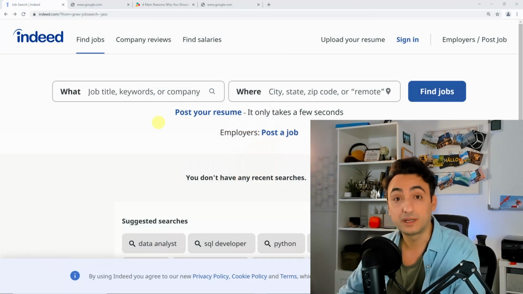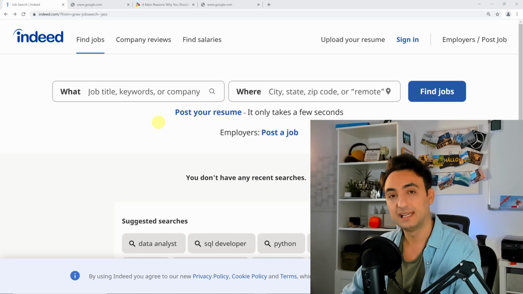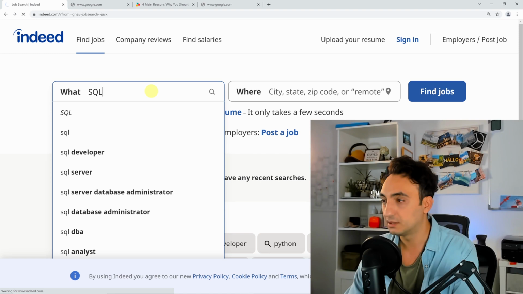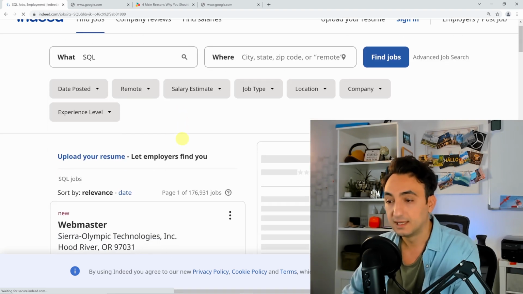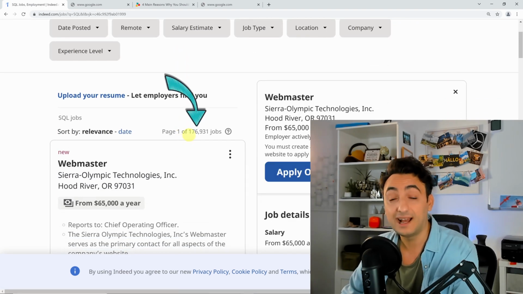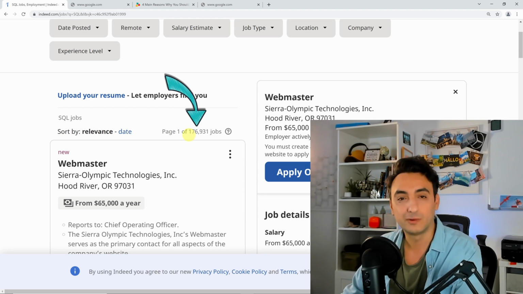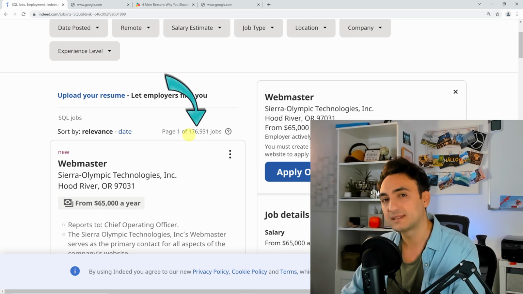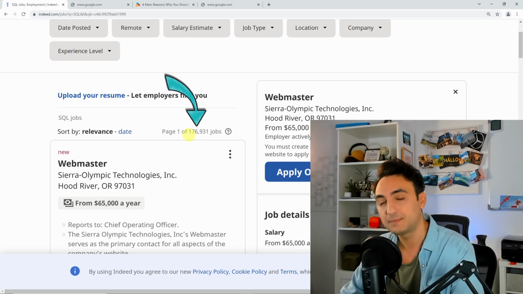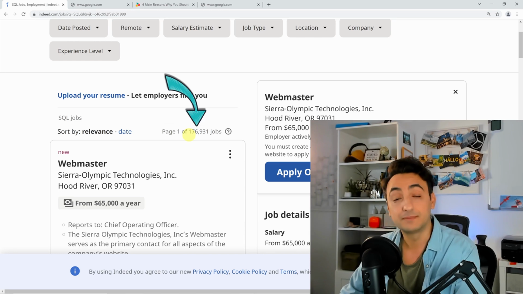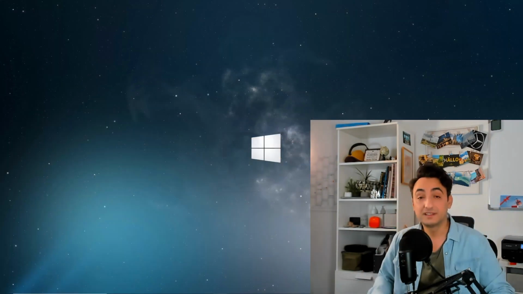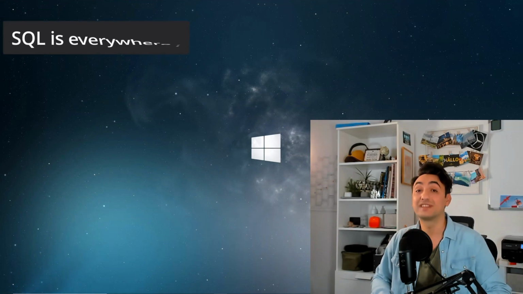So now let's do a quick check on a job platform like Indeed and search for the keyword SQL. So SQL, find jobs. Let's see the results. So you can see here over 170,000 jobs are looking for SQL developers or someone with SQL skills. That means SQL skills are really in high demand, and that's because data analysis is becoming a very important part in many jobs.